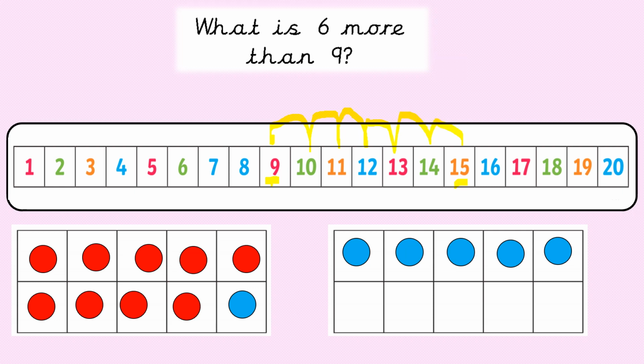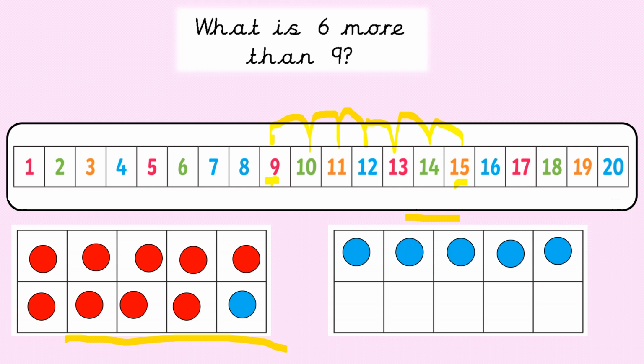And we can also show it on a 10 frame. So I had 9 that are red and I added 6 more that were blue. And I can see that there are 10 on this 10 frame because it's full and 5 on the top 10 frame because it's half full. So 6 more than 9 is 15.